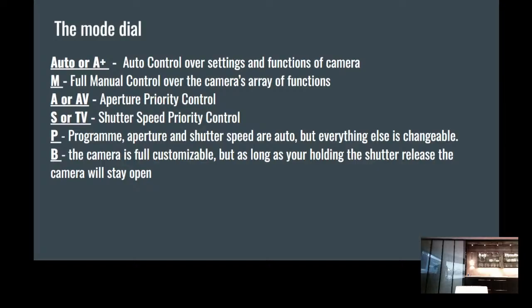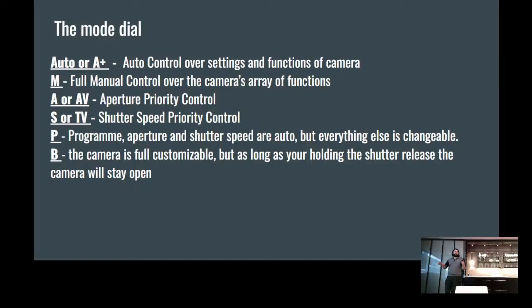Now you should see a P or a PA on your camera. That's program auto. Aperture and shutter speeds are still automatic, but everything else is changeable. If you want to change your burst photography, you want to change ISO, you want to change your white balance, your exposure compensation, your target recognition, you can do all that under the P setting. So that's where it's different from auto. But just like auto, your aperture and shutter, the camera's going to dictate that for you.